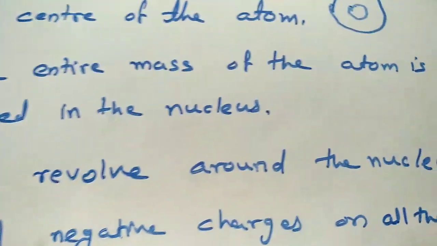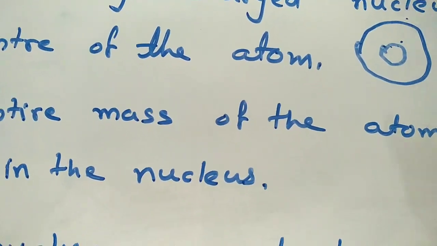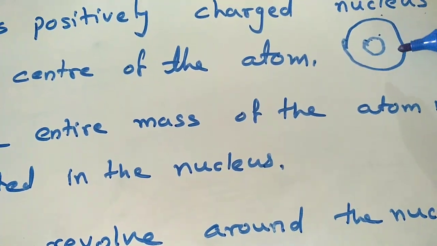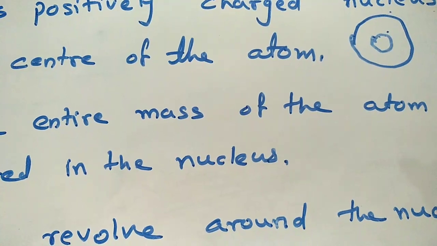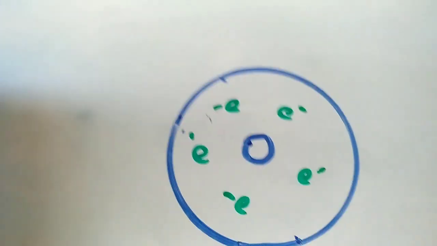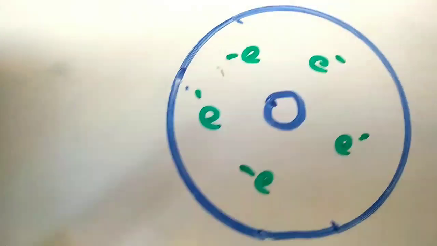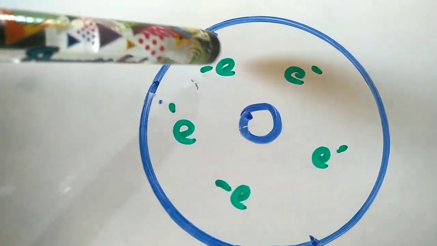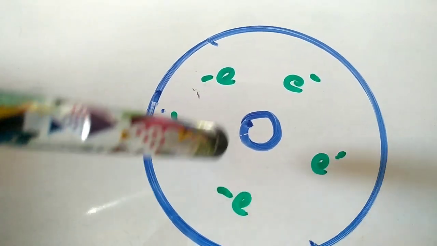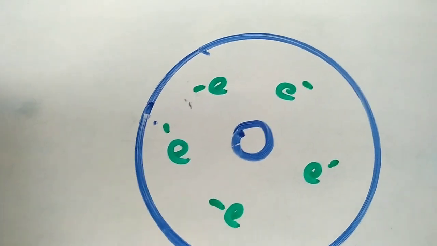And as I told you, there is empty space between the nucleus and the electrons which are revolving around the nucleus. I will show the diagram of Rutherford's atomic model. So this is Rutherford's atomic model. Here this is the nucleus and there is empty space, and these are the electrons revolving around the nucleus. So this is the empty space between the nucleus and electrons.